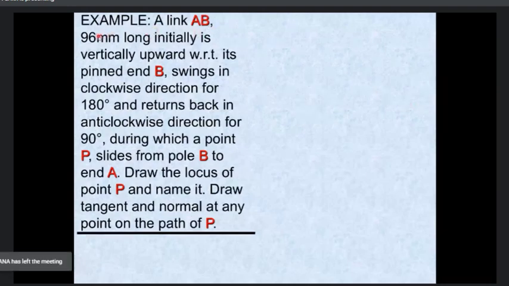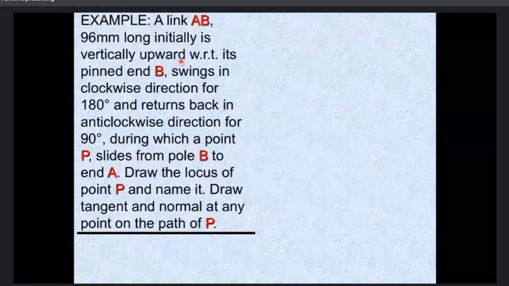A link AB, 96 mm long. देखो यहाँ पे क्वेश्चन ध्यान से पढ़ना. Link AB है 96 mm long. Initially it is vertically upward with respect to its pin end B. Pin end B does mean कि B आपका पोल है. ओके, कहीं पर भी ऐसा लिखा है फिक्स्ड एंड P या फिर पिन एंड B, तो B पोल है आपका. It is going to swing in the clockwise direction for 180 degree.